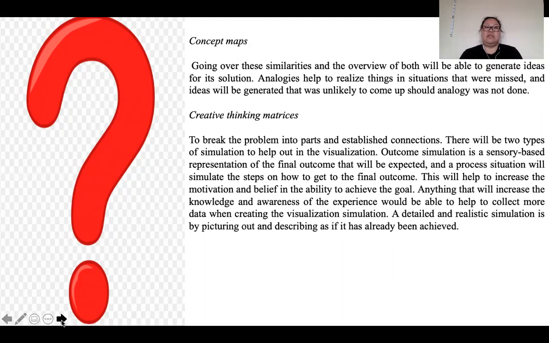Creative thinking matrices. To break the problem into parts and establish connections, there will be two types of simulation to help out in the visualization. Outcome simulation is a sensory-based representation of the final outcome that will be expected. A process simulation will simulate the steps on how to get to the final outcome. This will help to increase the motivation and belief in the ability to achieve the goal.